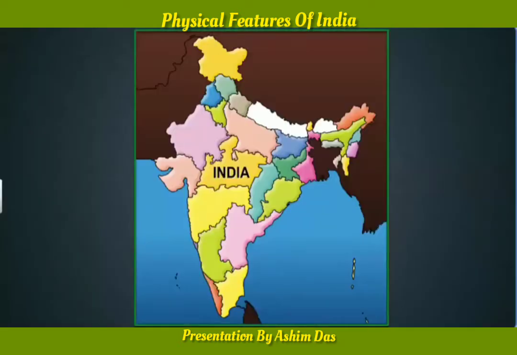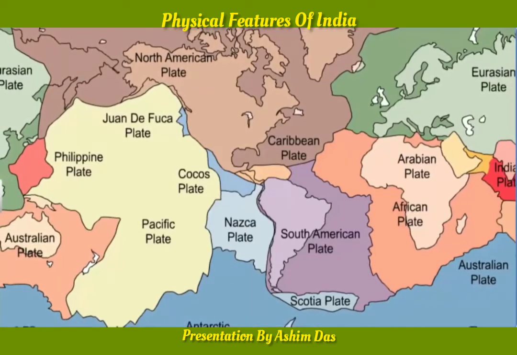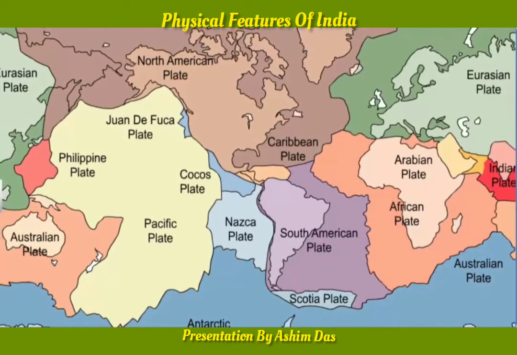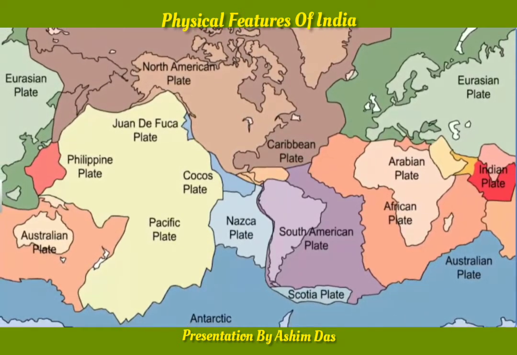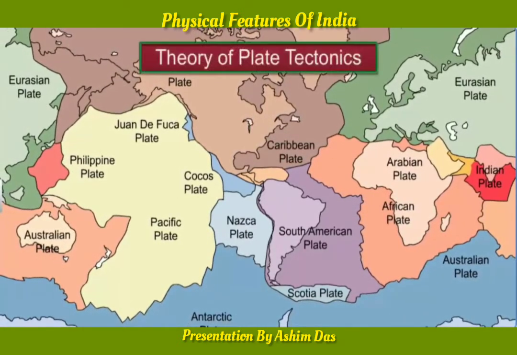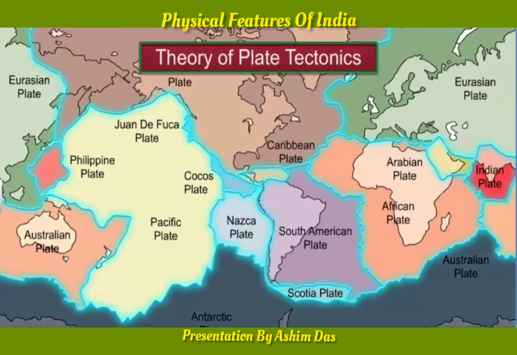No one knows exactly how India was formed. However, scientists have several theories that try to explain the process. One such theory is the theory of plate tectonics. According to this theory, the Earth's crust is formed from 7 major and some minor plates.